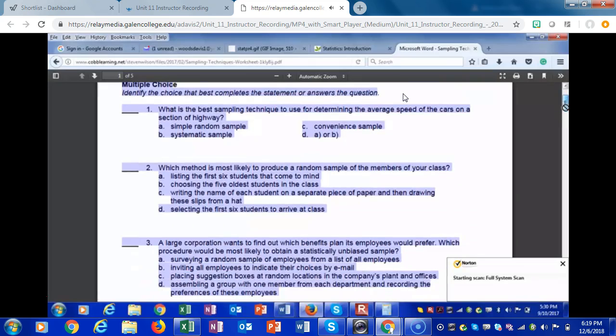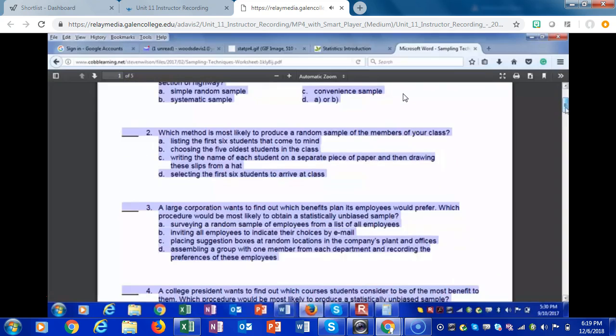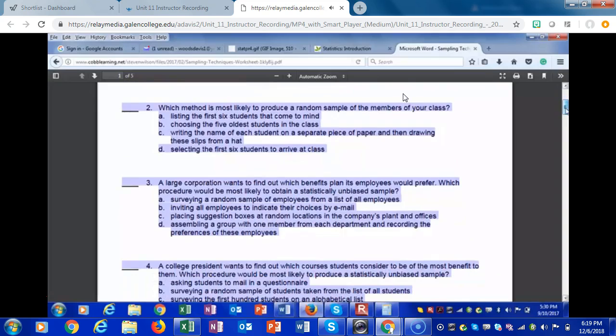Number two, which method is most likely to produce a random sample of the members of your class? Which method is most likely to produce a random sample of the members of your class? Listing the first 6 students that come to mind, choosing the 5 oldest students in a class, writing each name of each student on a separate piece of paper and then drawing these slips from a hat, or selecting the first 6 students to arrive at class.